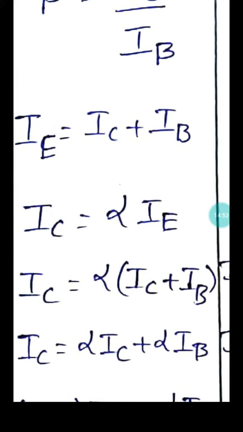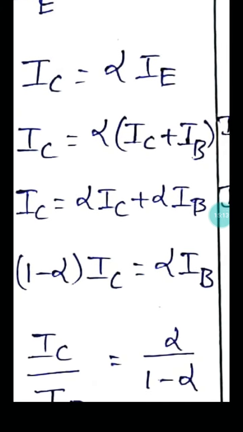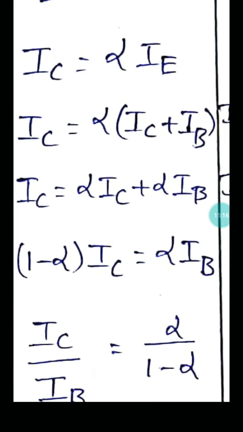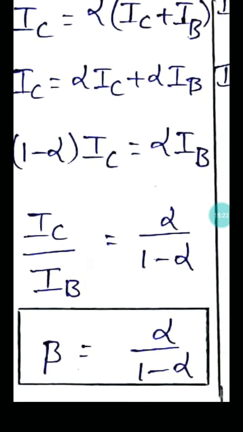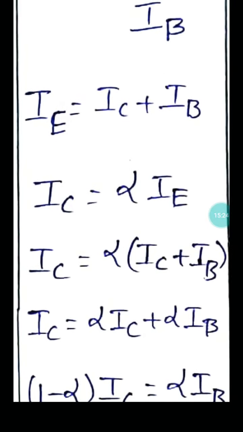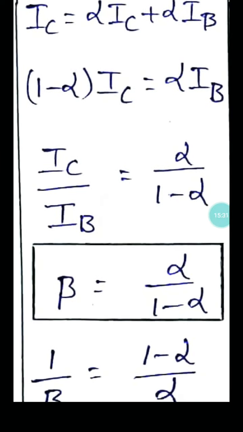Then multiply with the alpha value. Now IC is equal to alpha into IC plus alpha IB. Now bring all the ICs to one side. Take IC common: 1 minus alpha into IC is equal to alpha IB. Now write IC by IB is equal to alpha by 1 minus alpha. Already I have discussed IC by IB is called beta. Now beta is substituted here. The final beta value is equal to alpha by 1 minus alpha.